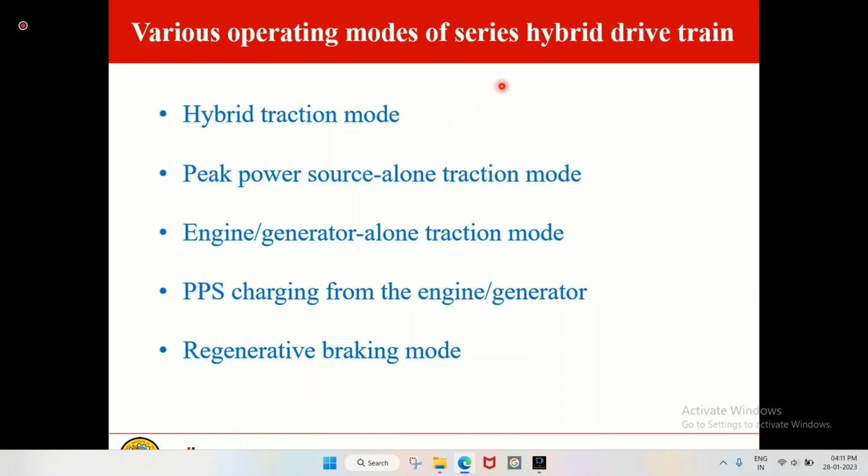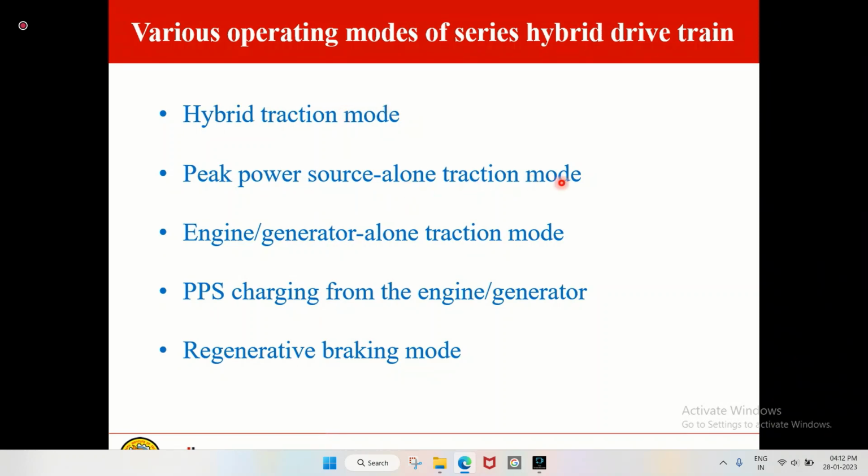So as far as series hybrid is concerned, I can have a variety of operating modes. For example, hybrid traction mode. Hybrid traction mode means I'll be deriving power from both sources. That is, I'm using the power which has been stored in the battery, but at the same time, I would be running the engine, thereby running the generator and trying to charge the battery. So this is hybrid traction mode.